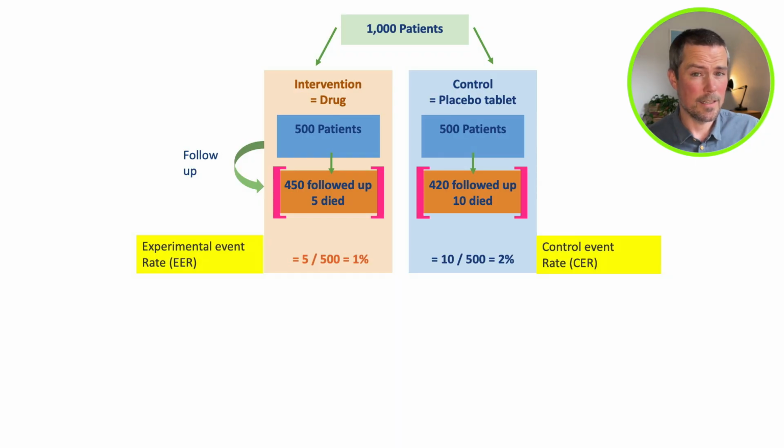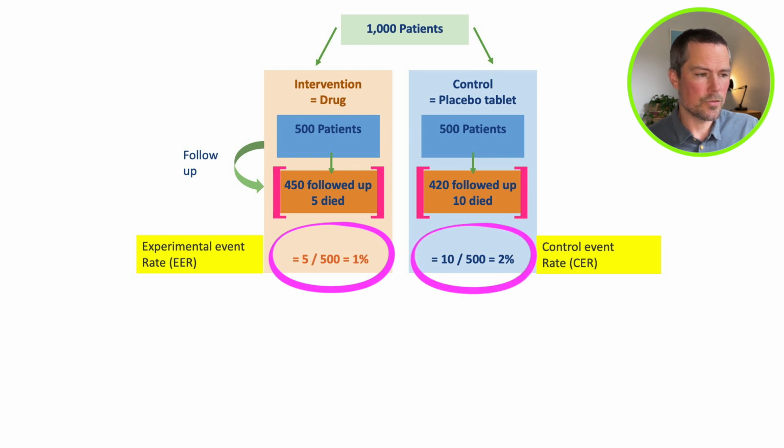Evidence is about linking an exposure to an outcome. So the outcome here is, we said it's mortality. And in the intervention group, we can see that 5 people died, and in the control group, we can see that 10 people died. So that is called the experimental event rate and the control event rate, respectively.